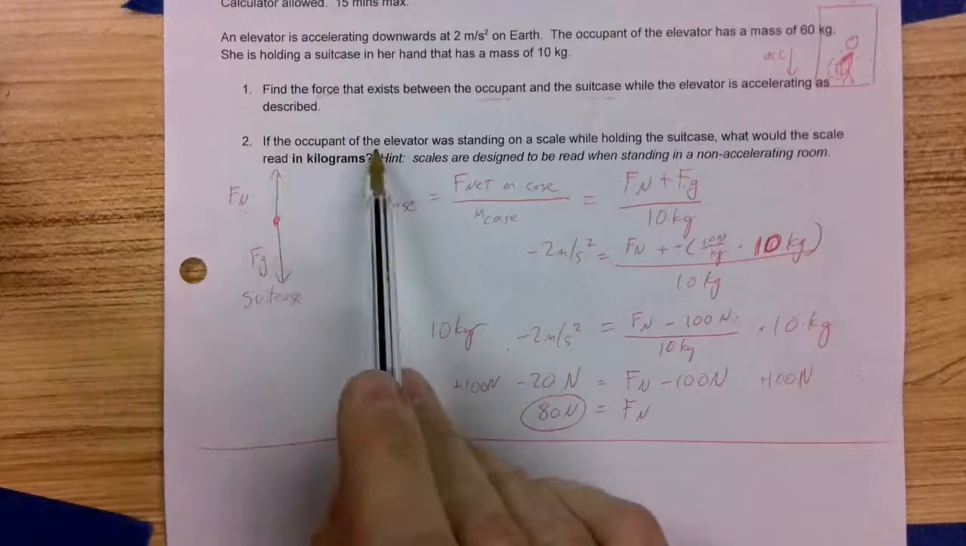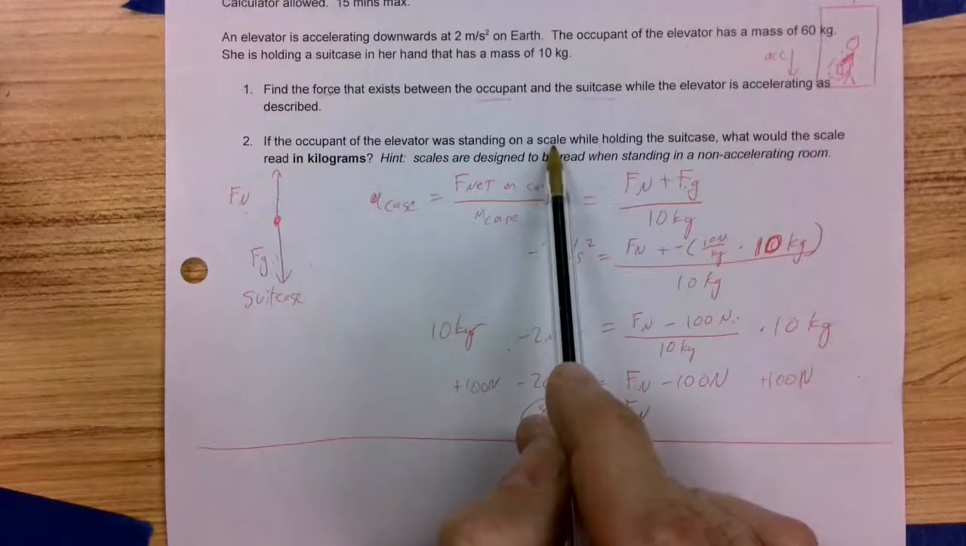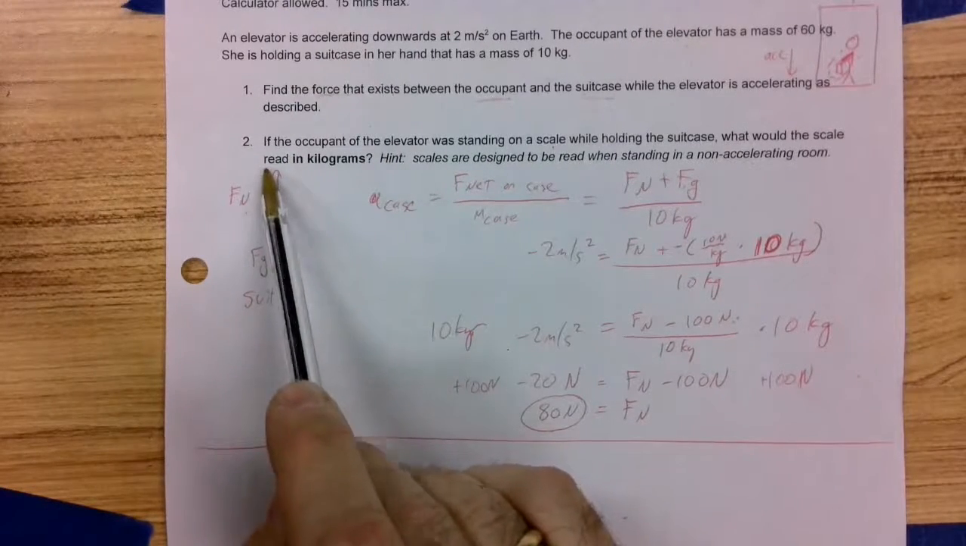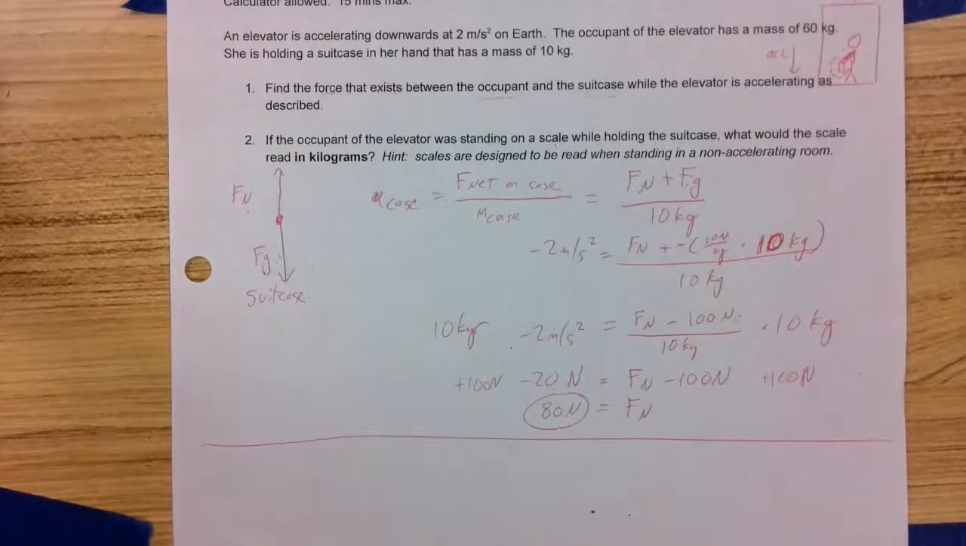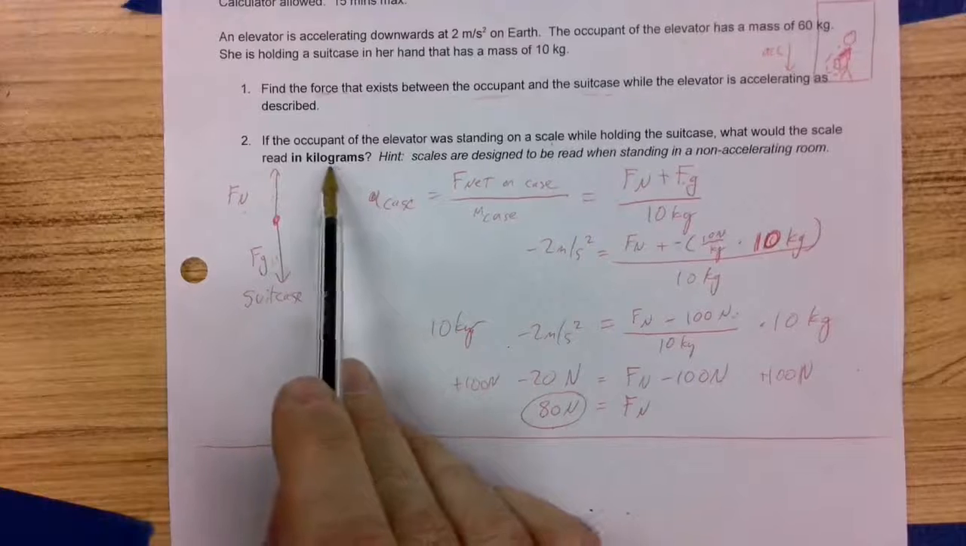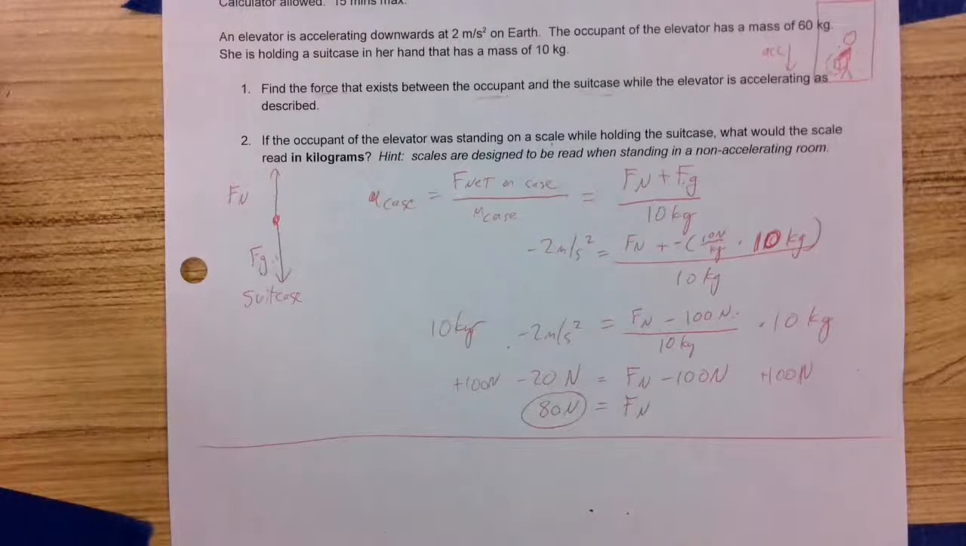Part B. If the occupant was standing on a scale, what would the scale read? And it's bolded in kilograms. Wow, a scale that reads in kilograms. Funny, the scales in the physics classroom all read forces, and they read forces in newtons. I'm going to think about that later.